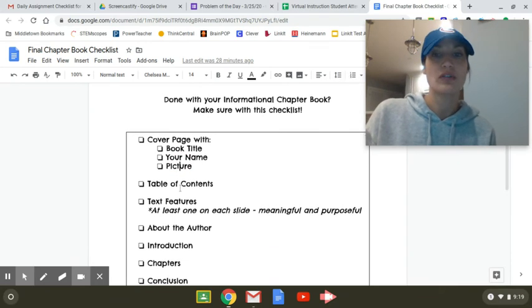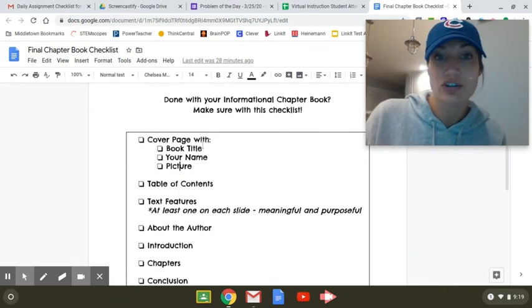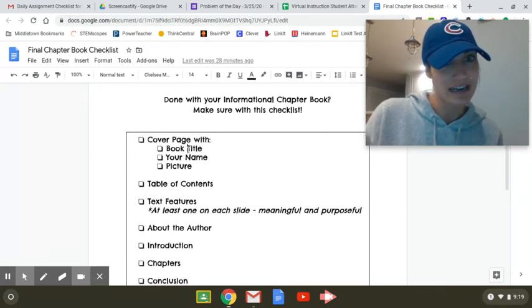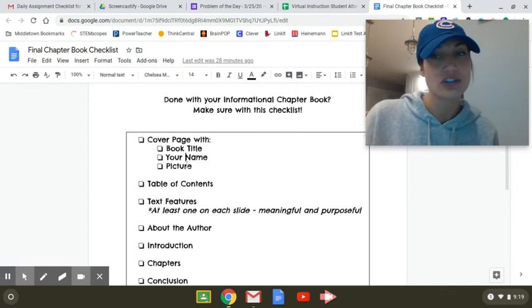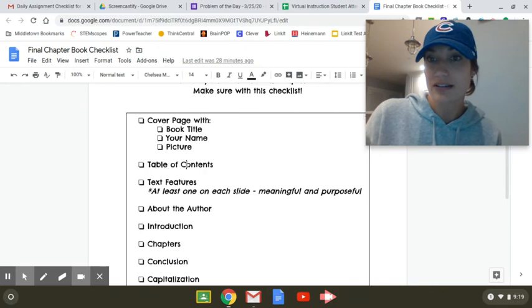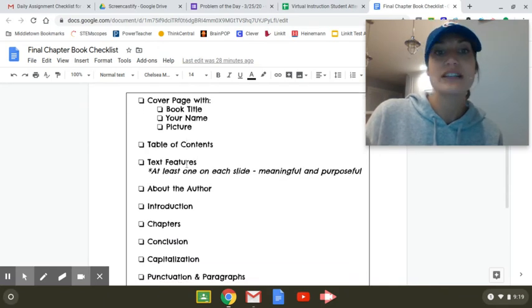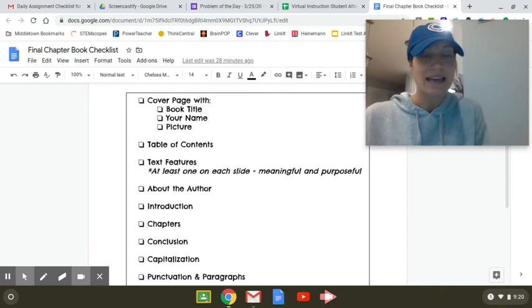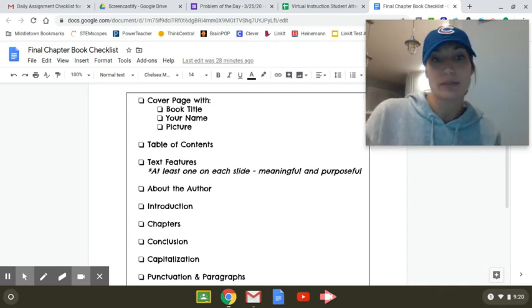So first of all, you can now do a cover page, and I want your cover page to include your book title, make it creative, your name, and a picture. Again, our pictures and text features need to be meaningful and purposeful. You need to have a table of contents. You need to have text features. Please make sure you have one on each slide. Again, make sure they're meaningful and purposeful.